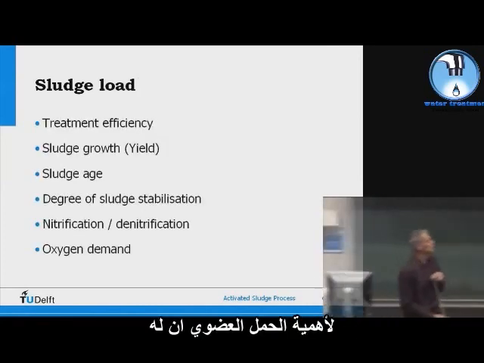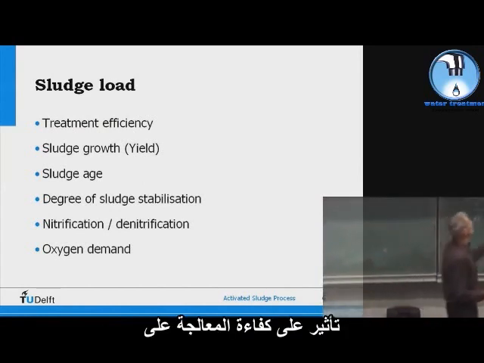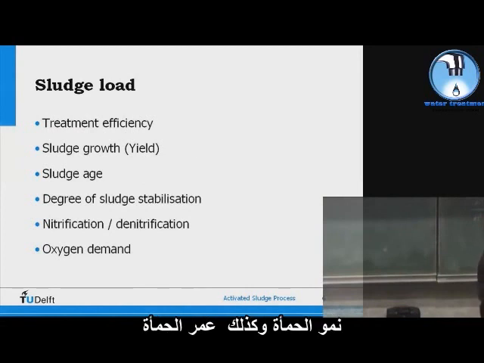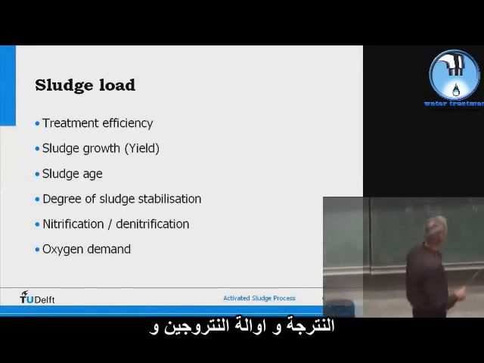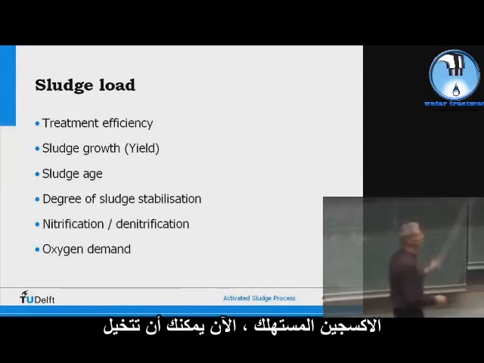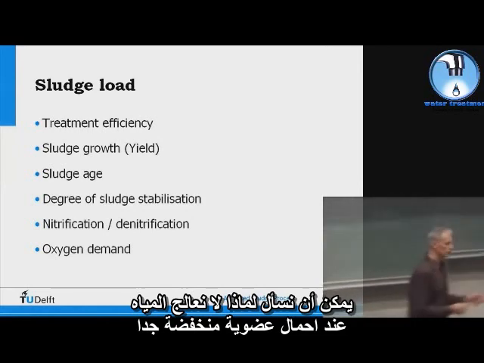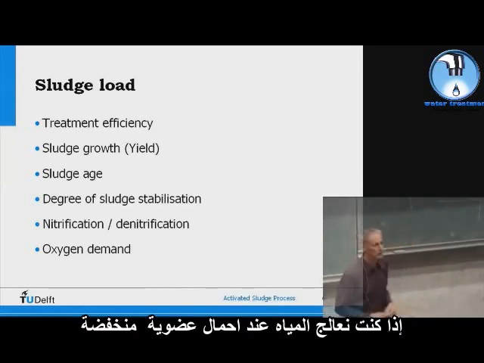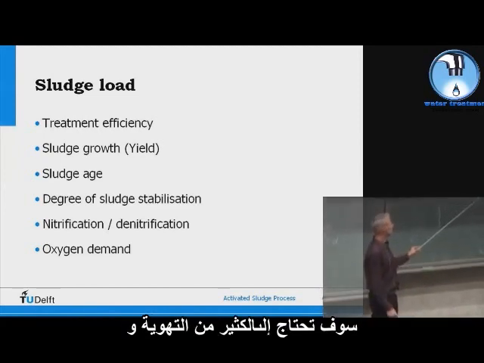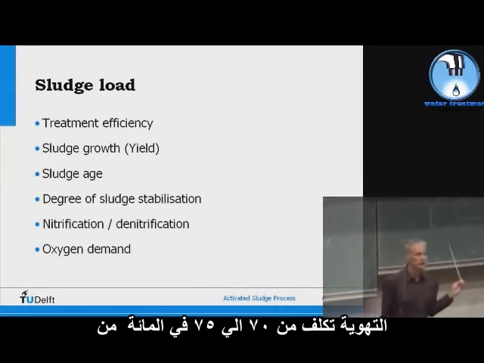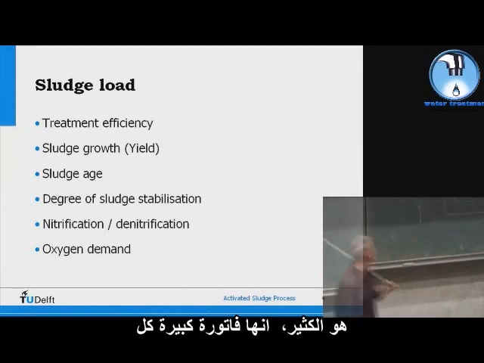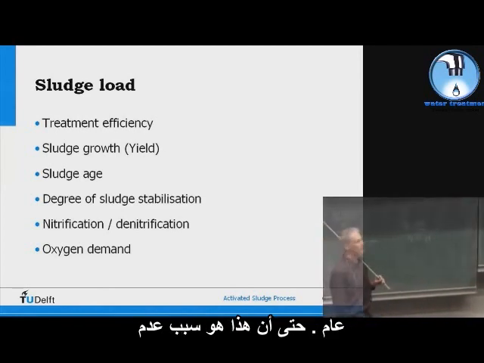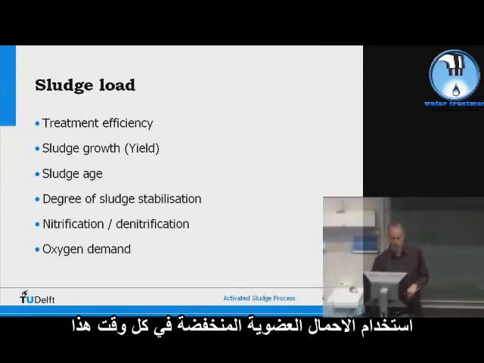Yeah, so this is just summarizing the importance of sludge load. It has an impact on the treatment efficiency, on the sludge growth as well, the sludge age, I'll come back to this, the degree of stabilization of the sludge, and nitrification, denitrification, whether this is possible or not, and also the oxygen demand. You could ask why not treat at very low sludge loadings to have the best result. Well, if you treat at low sludge loadings, you need to aerate a lot. And aeration is 75% of the energy costs of a treatment plant, which is a lot. It's a big bill every year. So that's a reason not to use low sludge loads all the time.